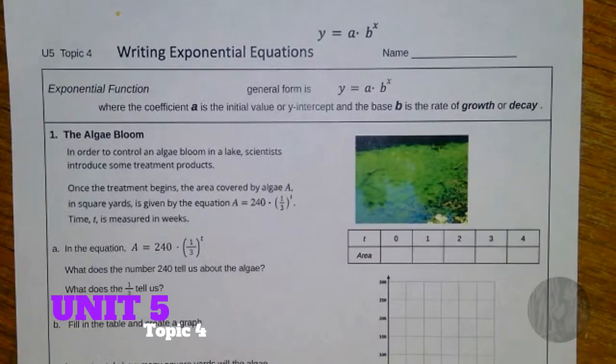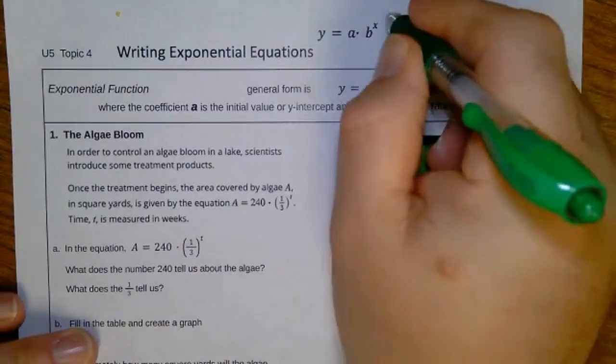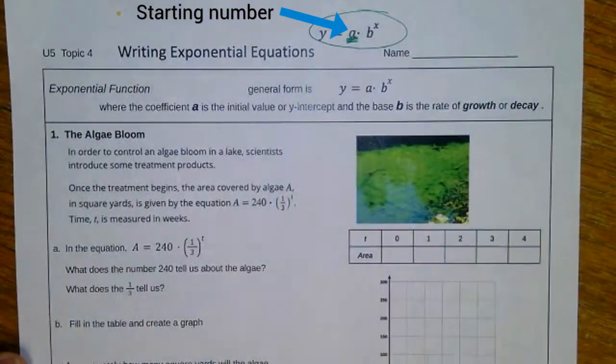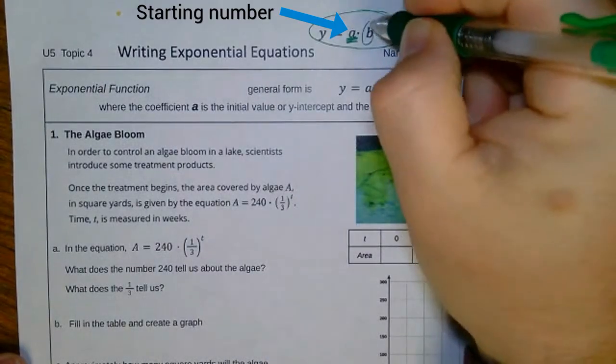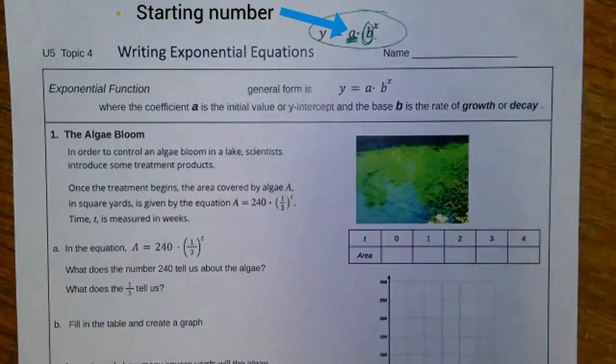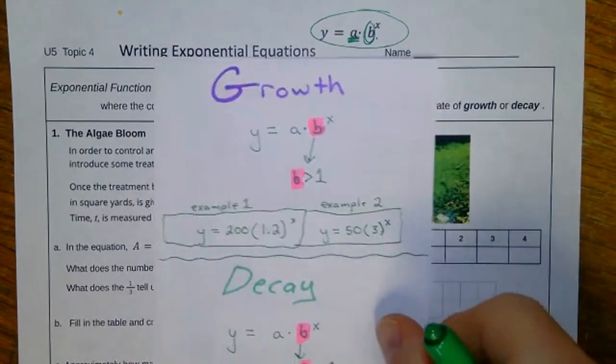Unit 5, Topic 4, Writing Exponential Equations. The key thing that I want you to think about is this equation here. Remember that the first number is your initial number, and then how we're going to determine whether things are growth or decay is based on the idea of B. So here's the way I want you to look at it.